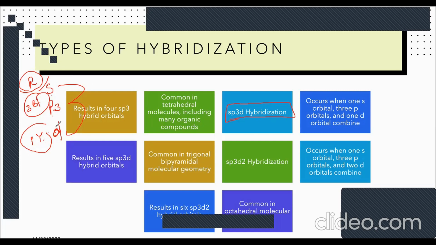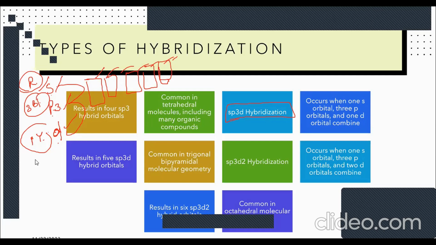One d orbital, so results in how many orbitals? 1, 2, 3, 4, 5 packets, right? Because this is s1, p3 and this is d1. Total 5: 1 plus 3 is 4, 4 plus 1 is 5. So a total of 5 hybrid orbitals we are getting. If you observe the shape of that, it is trigonal bipyramidal. Understood? Yes. Let us move to the next one.